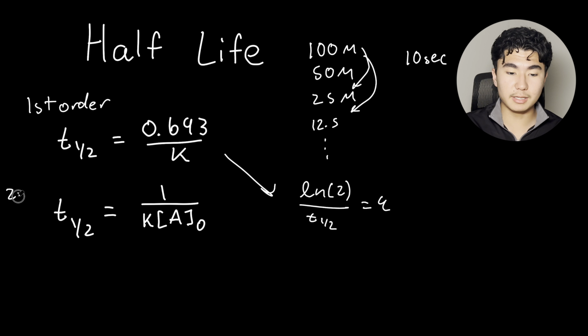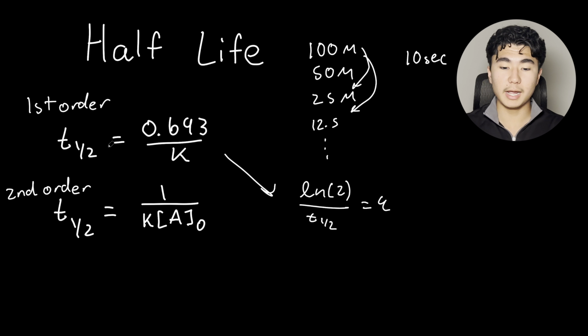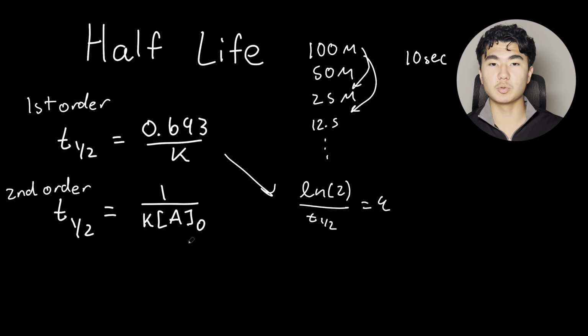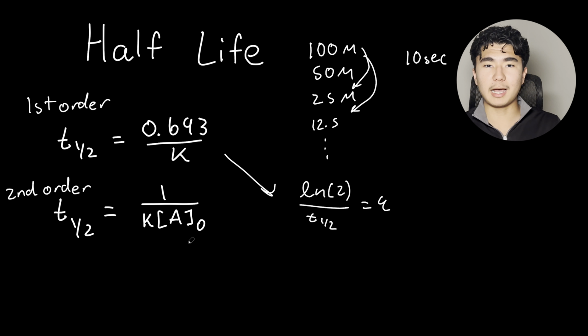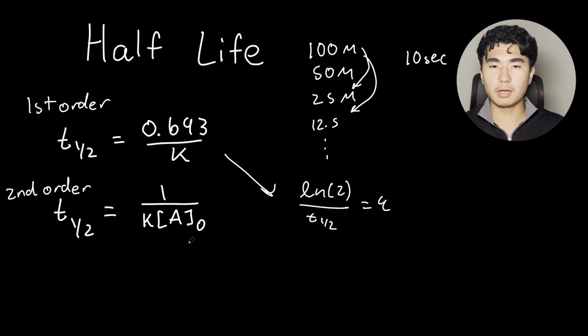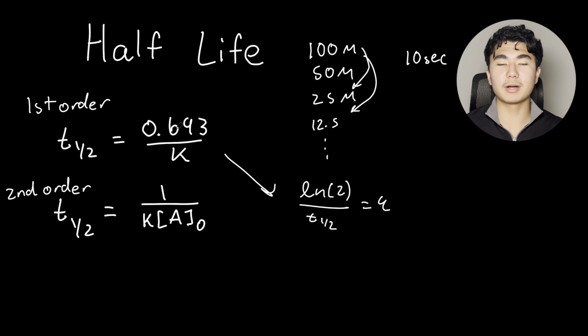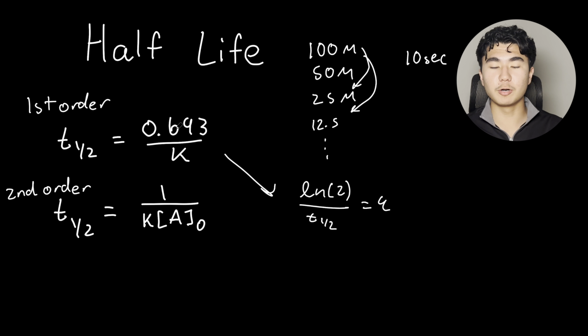Now this is what second order looks like. This is the half-life equation for second order, and it's 1 over K times the concentration at time equals 0. And that is your half-life for second order. But most of the time you're going to have questions about half-life that'll be about first order. A lot of questions I've seen are mostly about first order. It's good to know the second order half-life equation, but this is the one you really want to get nailed down. The 0.693 over K is your half-life for first order.